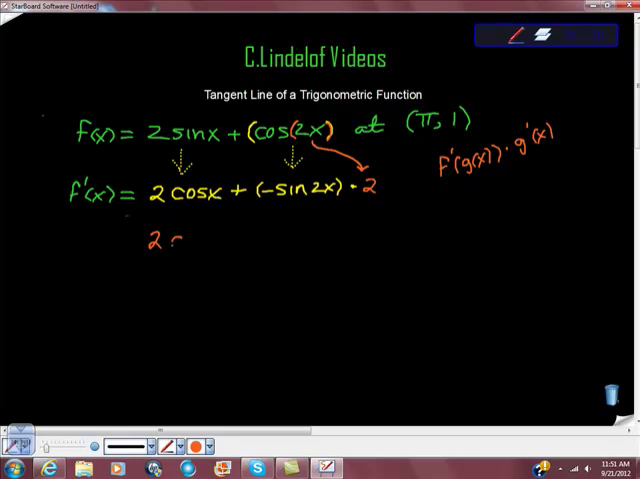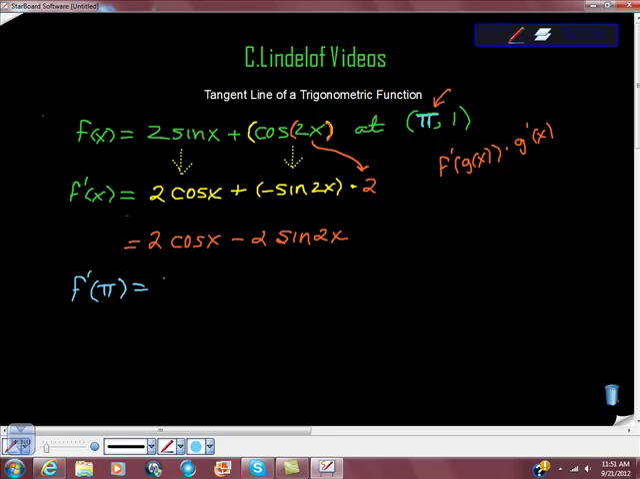That gives us 2 cosine x minus 2 sine 2x. And we're looking for what? We're looking for a line tangent. So we need the slope where? We need the slope at pi, at the x value. Very good. So we want the slope at the x value. So we want f prime at the given x value, which happens to be this one right up here.